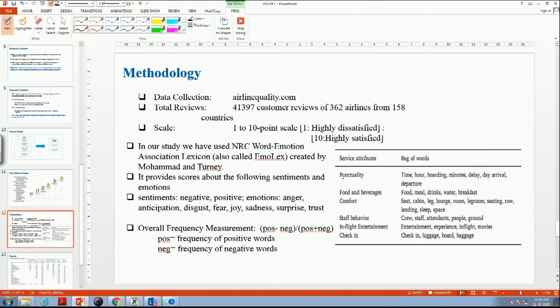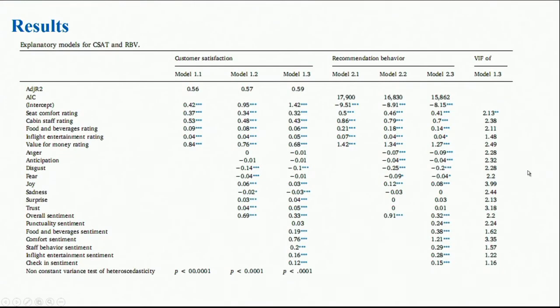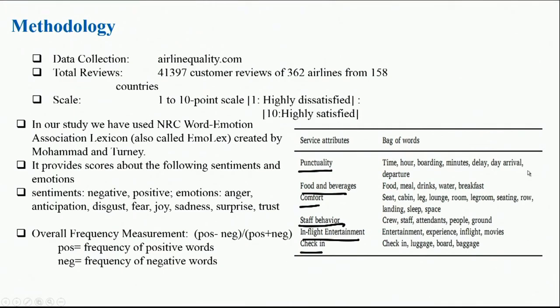So, the aspects are basically punctuality, food and beverage, comfort, staff behavior, in-flight entertainment and check-in. And correspondingly you will see that these are all nouns that we have got. For food and beverage: food, meal, drinks, water, breakfast, some of the nouns that I have got. And for time or punctuality, I got boarding, time, hour, minutes, delay, day, arrival, departure. So, these are my basic nouns that I have got. Similar things I have got for each of these particular service aspects.